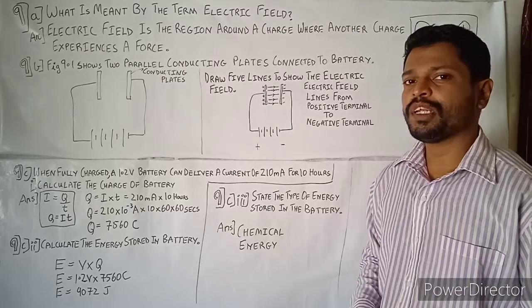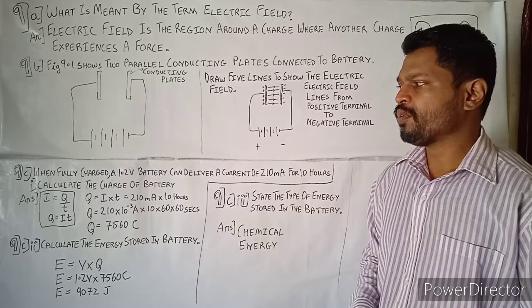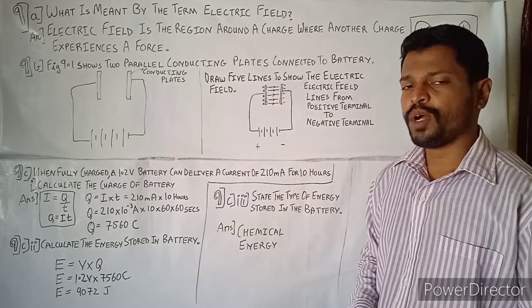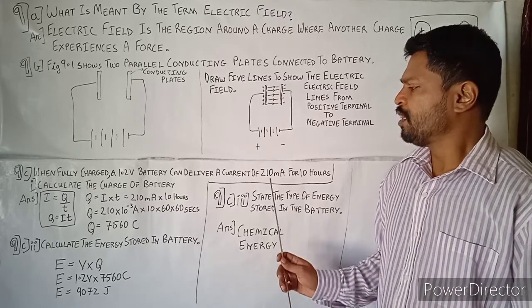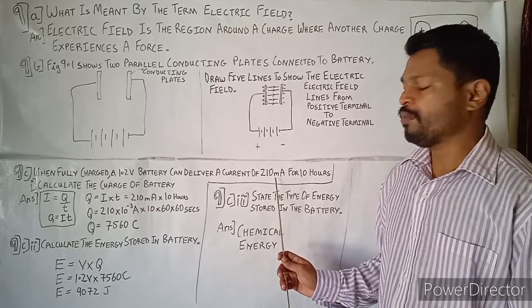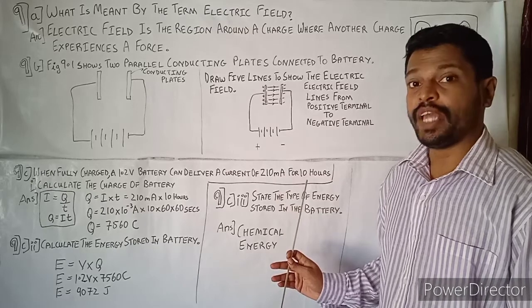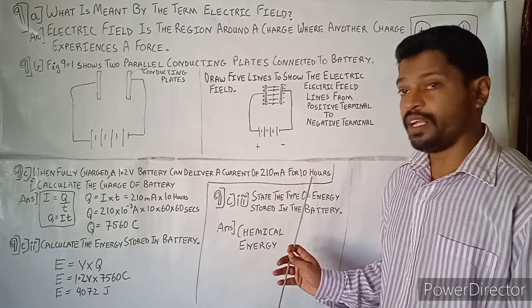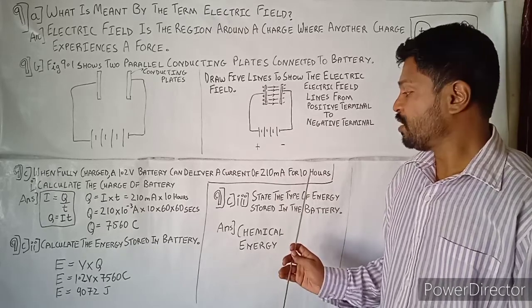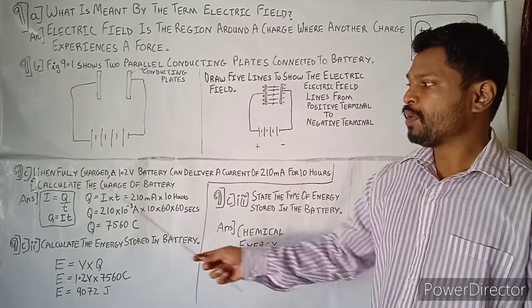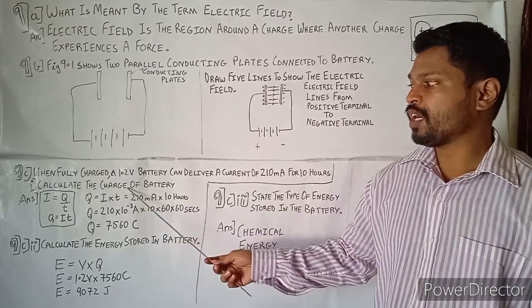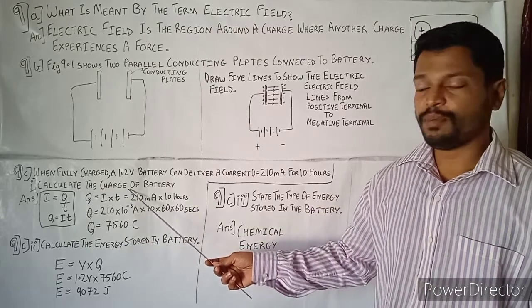Now we will come to the question number 9C. We have been given a problem to solve. A fully charged battery of 1.2 volt can deliver a current of 210 milliampere for 10 hours. So we need to convert this hours into seconds. We are asked to calculate the charge of the battery.